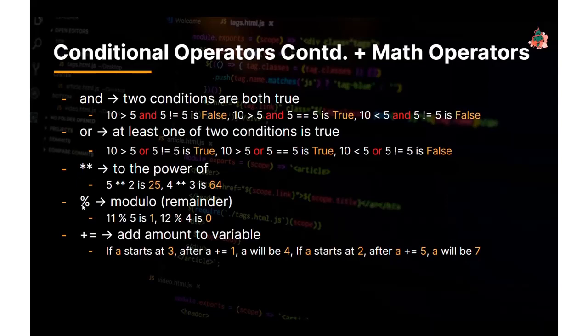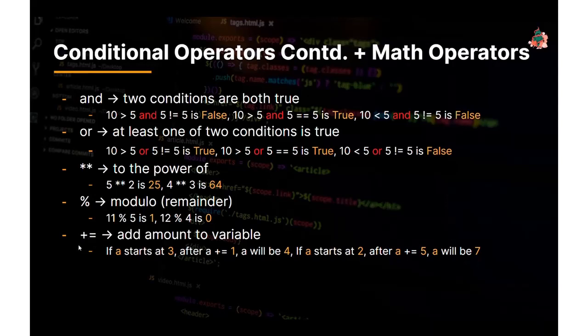Then there's the modulo operator, which is just a percent sign. You can just think of it as a remainder operator. What it does is it divides the two terms and then sees what the remainder is and returns that. So 11 modulo 5 is 1, because when I divide 11 by 5, the remainder is 1. Meanwhile, if I divide 12 by 4, which would be 12 modulo 4, the remainder is 0, so the result of the operator would be 0.